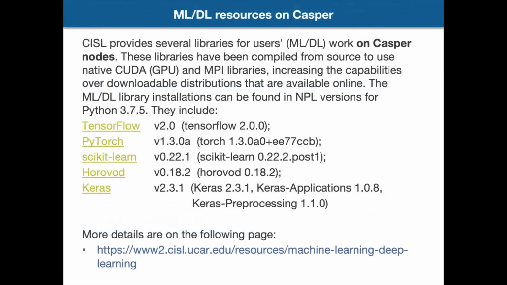Next, we talk about the machine learning and deep learning resources on Casper. CISL provides several libraries for users' ML/DL work. We provide the following Python libraries. After you activate your NCAR Python virtual environment, you will have access to the following ML/DL packages: TensorFlow, PyTorch, Scikit, Horovod, and Keras. You can find more details on the following web page.